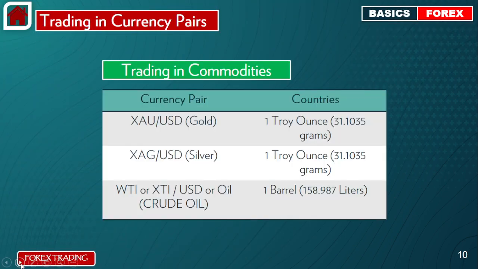So we discussed the currency pairs. We also have commodities in the forex market. Not only currencies are traded, we also trade commodities. We have gold, silver, and oil. These are the three commodities that are traded. XAU slash USD is the gold pair. XAU is the short form of gold. And XAG slash USD is used for silver. So these are the commodities in forex trading.